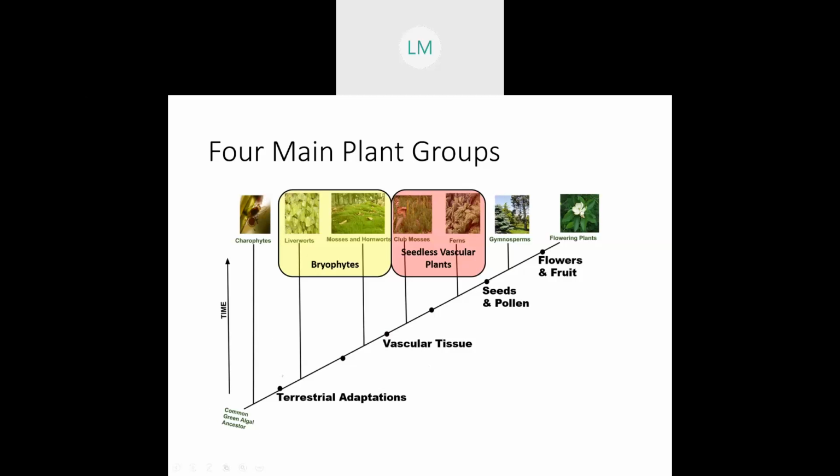And then now these are going to be our terrestrial plants starting here. Once we start to see terrestrial adaptations, this is where we're getting our plants. So we have the evolution of our non-vascular plants first. Then we have the addition of vascular tissue to get our seedless vascular plants. Then we have the addition of seeds and pollen for our seed plants. And then our flowering plants have some unique adaptations. Things like flowers and fruits are unique to that group.